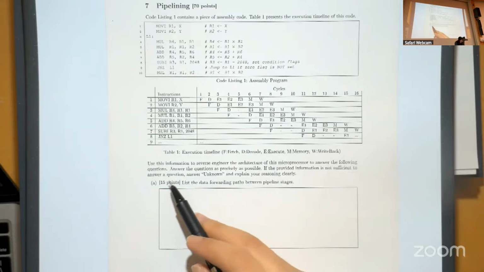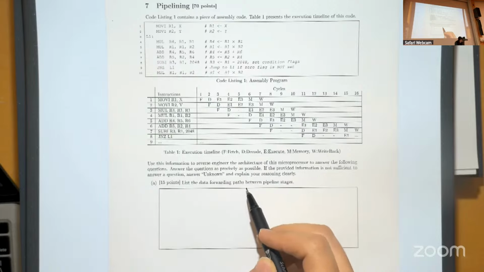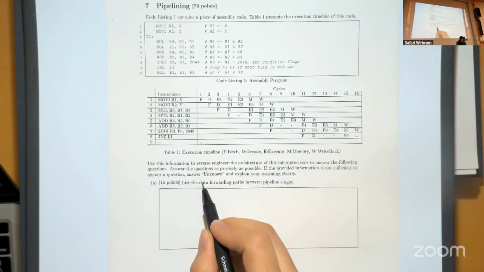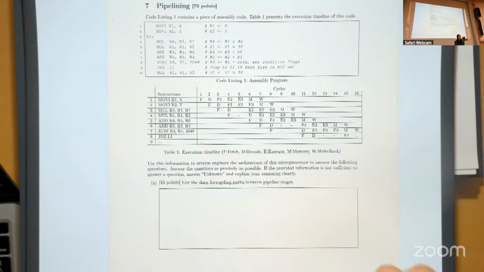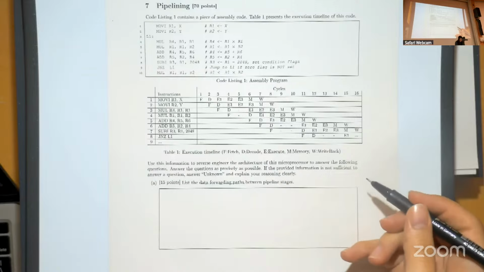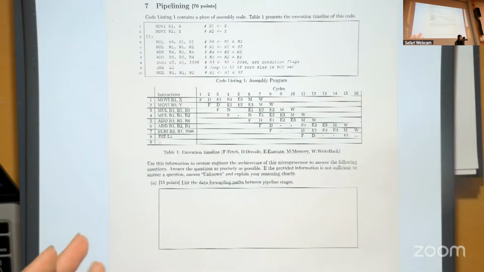And the first part of this question asks you to list the data forwarding paths between pipeline stages. So the data forwarding paths basically enable you to use register values that are not yet written back to the register file. So you can basically forward the result of an instruction early to the next instruction if the data forwarding path is implemented in the microarchitecture. So for this part, we first need to identify which register values are used before they are written back. And to do so, we first need to understand the data dependencies.